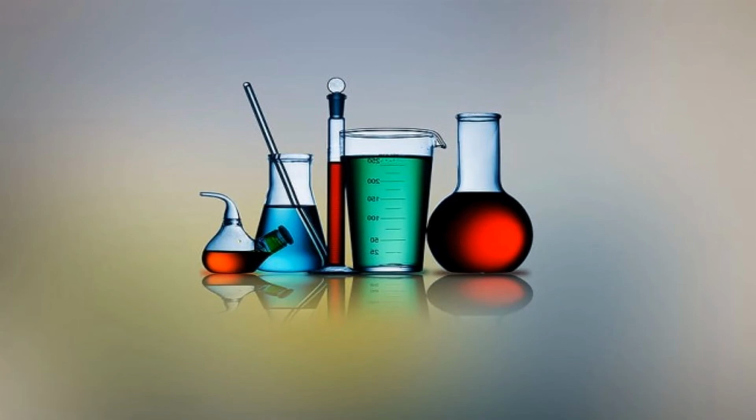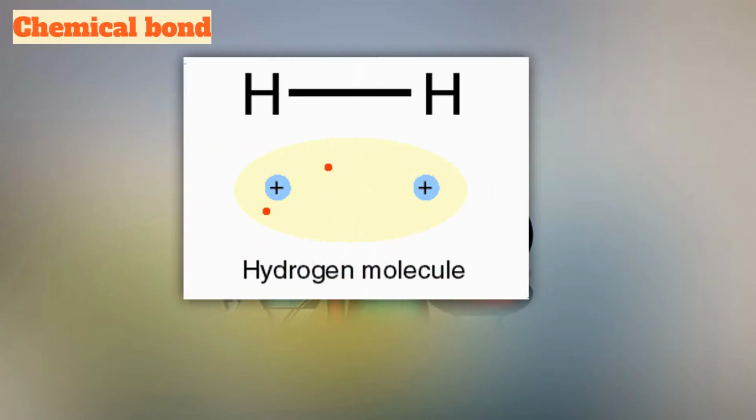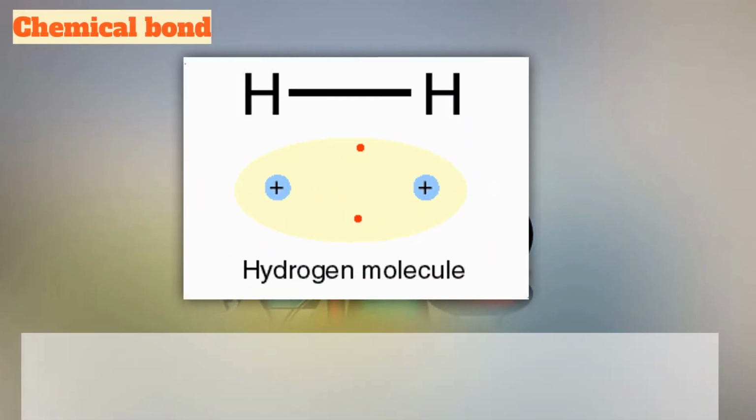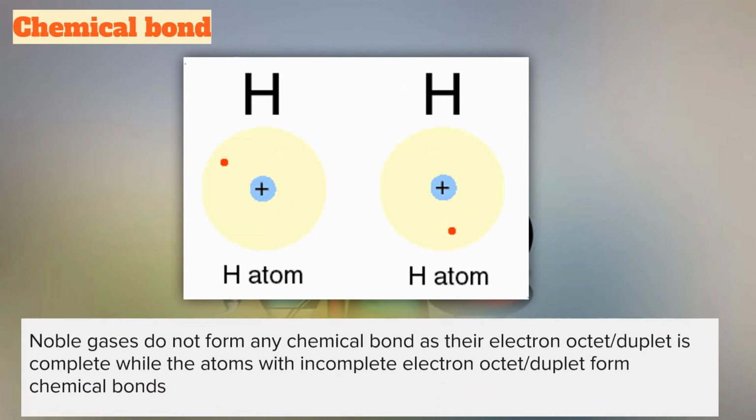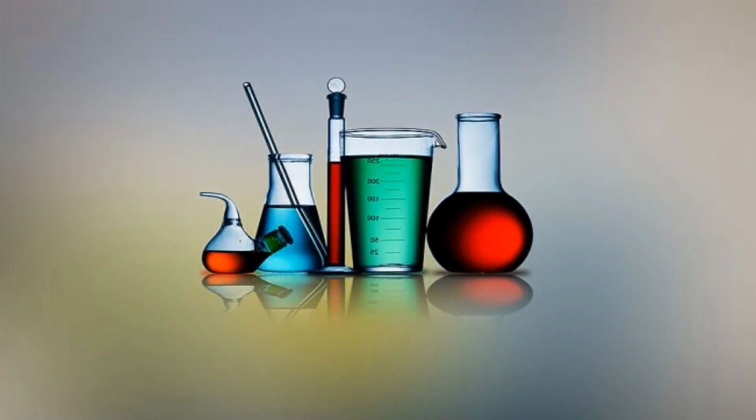Now during bond formation, elements usually form bonds equal to their valency. So the number of bonds formed by an element is equal to its valency. So let us look at this. Hydrogen, we have hydrogen atom, two hydrogen. So let us look at how NaCl is formed.